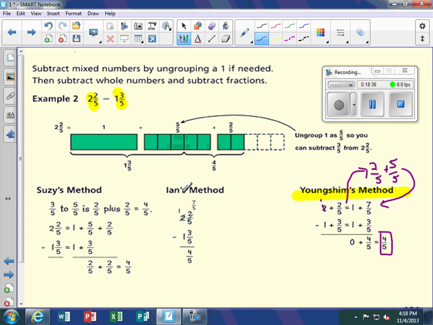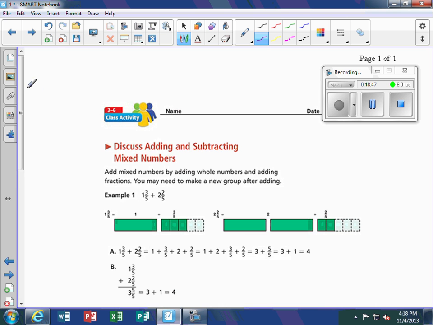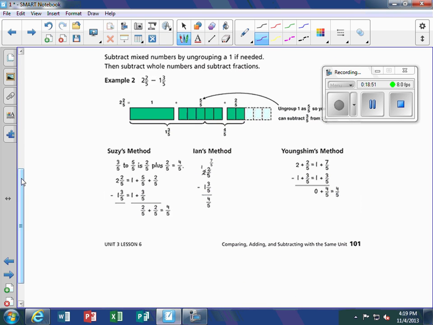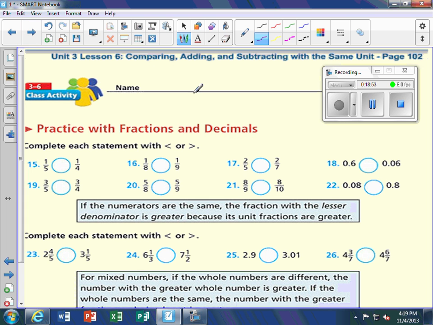Now this method over here and these methods work as well, and I would suggest you take a look at both of them also in your black notebook. You can copy the examples down if you want. Same steps here. Alright, so let's do a few more.